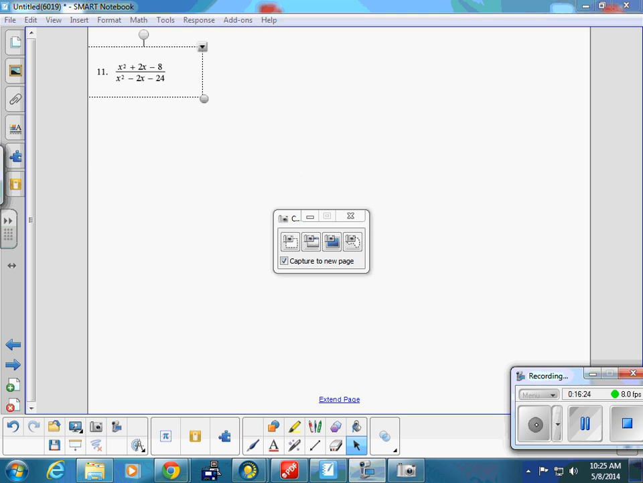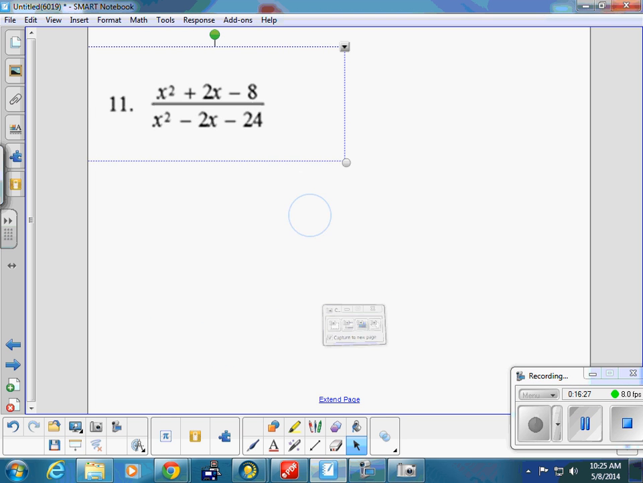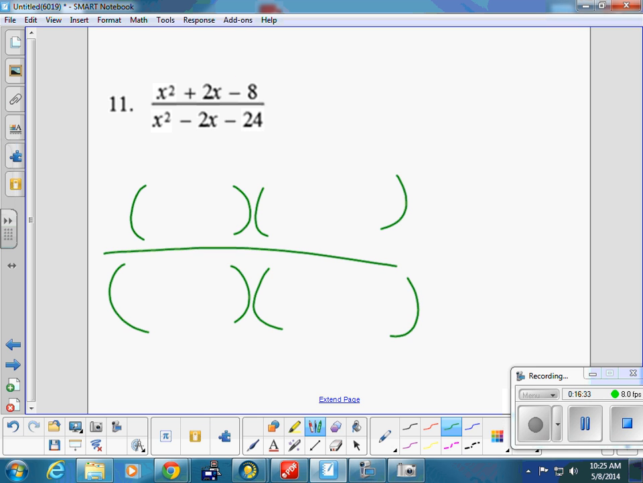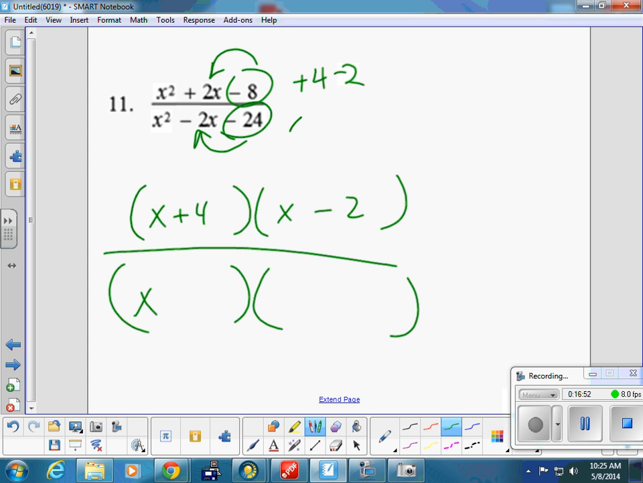Okay, hopefully on number 11 you'll be able to attack it. And triple starts with t, 2 parentheses. I'm splitting up negative 8 to add up to 2. I'm thinking 4 and 2. And the 4 has to be positive, so x plus 4, x minus 2 in order to get a 2 there. And then for the negative 24 to add up to negative 2, I'm thinking 6 and 4, and the 6 would have to be negative.